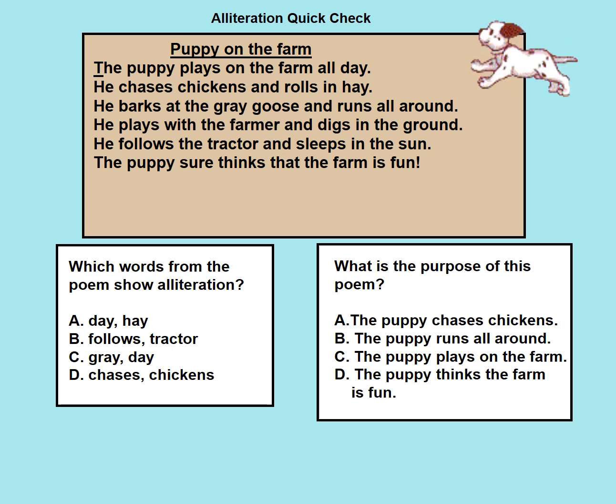But what is the main idea? What's the purpose of it? I'm looking at that first line, the puppy plays on the farm all day, because all of those details describe the puppy playing on the farm. So the main idea or the purpose of this is to tell us about C, the puppy plays on the farm.